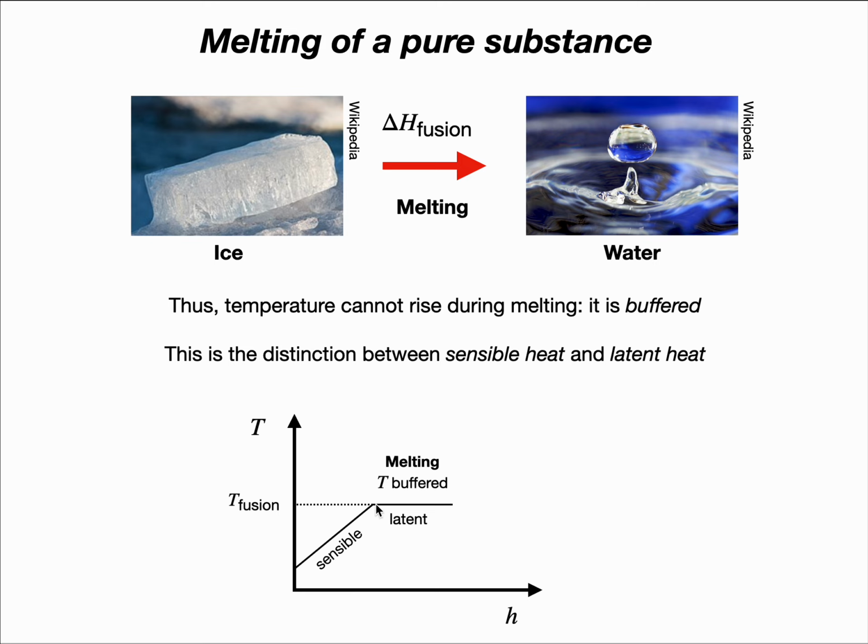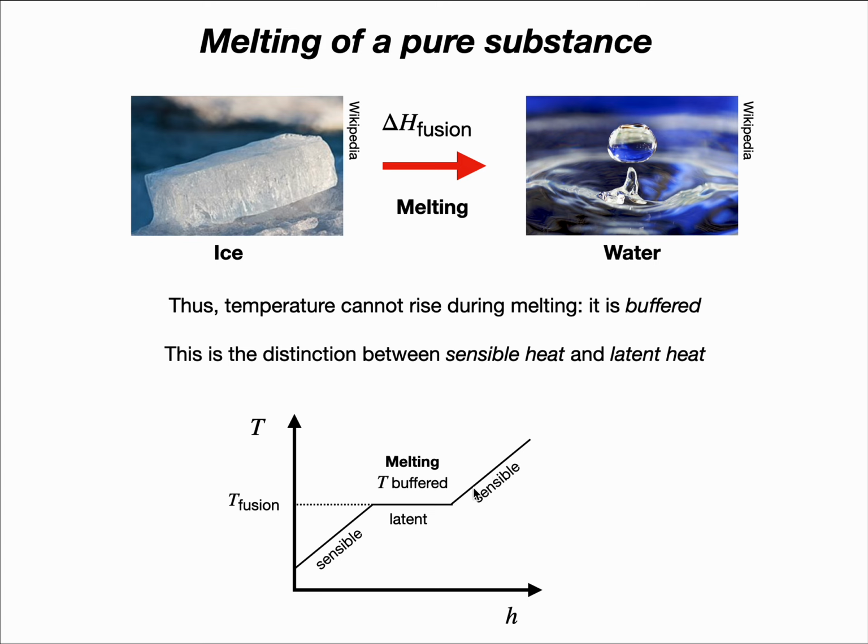So temperature will remain constant until the delta H, or the latent heat here, is overcome. Once enough heat has been supplied to reach full transformation of ice to water, sensible heating can take over again.